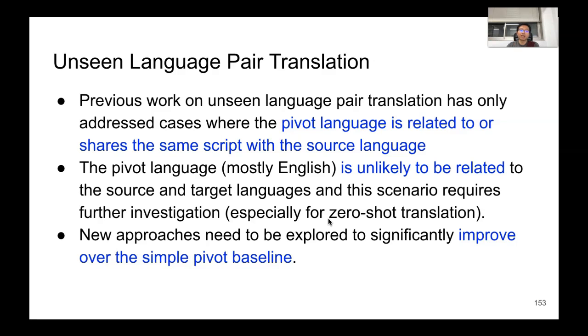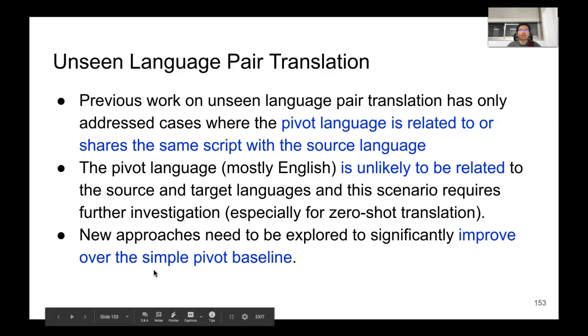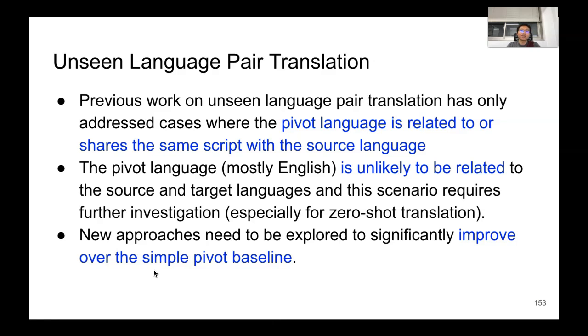And the last thing is that, as you have already seen in the previous part introduced by Anu, currently a simple pivot baseline still works best, but this must not be the case. So I think new approaches need to be explored to outperform a simple pivot baseline. So that's what we're considering about the case of unseen language pair translation.